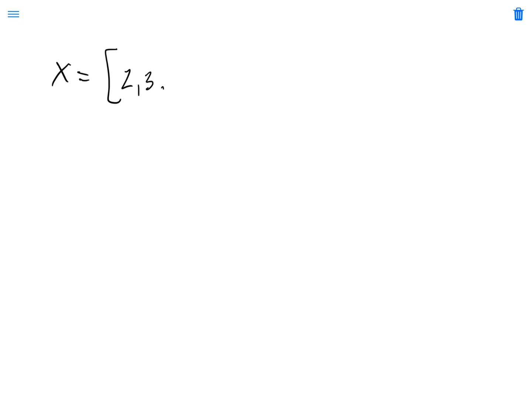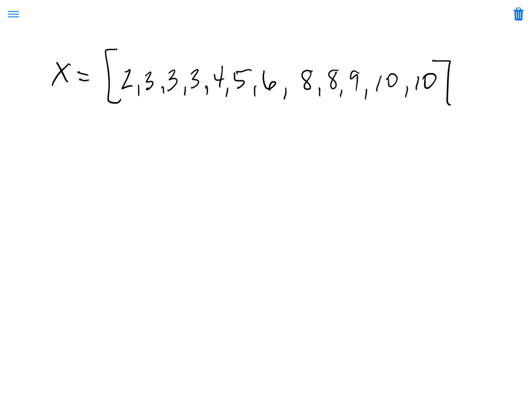X is equal to the sequence of numbers 2, 3, 3, 3, 4, 5, 6, 8, 8, 9, 10, and 10. So in this case, we have 12 variables, an n of 12, and they're already in least to greatest order, so it's our smallest to greatest, and so our range is simply our minimum value and our maximum value.